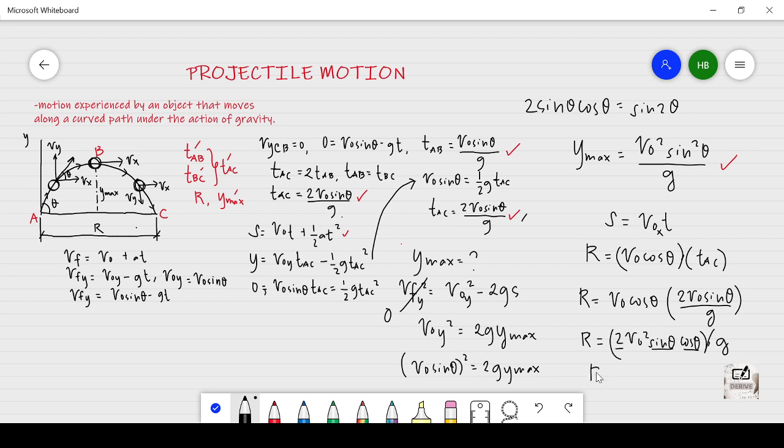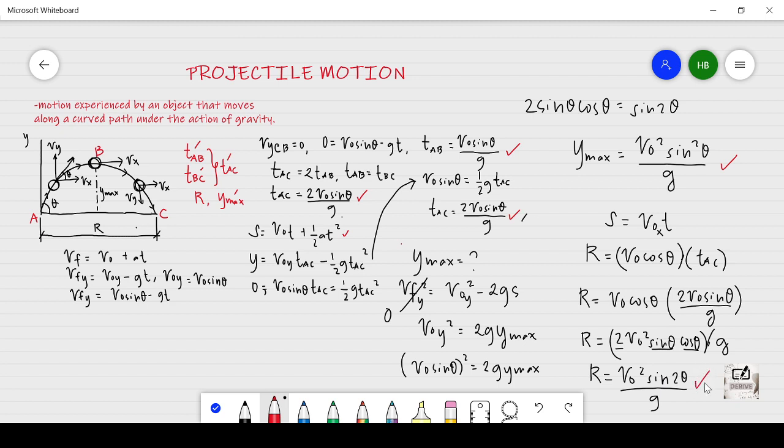So simplifying it guys, para hindi masyadong maraming tinatype sa calculator, you have Vo squared sine 2 theta over g, and there you have it. You have your fourth equation, which is the range.